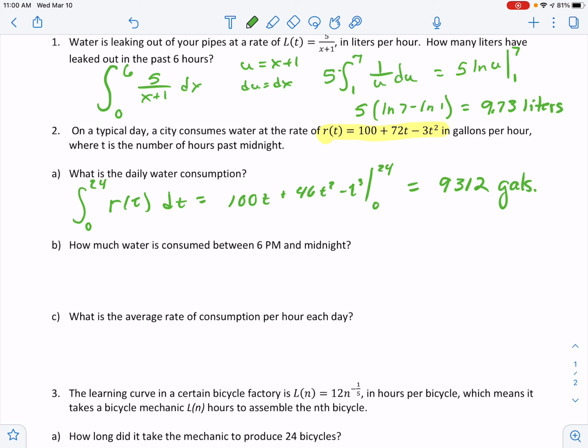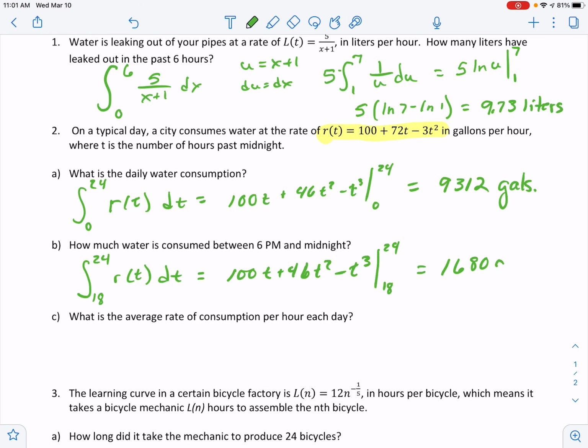Okay, how much water is consumed between 6 p.m. and midnight? Well, it's 6 hours, but you don't want to integrate from 0 to 6 because you're not starting at 0. The rate that water is being consumed changes during the day according to that equation. So I have to integrate from 18 to 24. Okay? And you put it in your calculator, and you got your 100T plus 46T squared minus T cubed from 18 to 24, and it tells you 1,680 gallons.